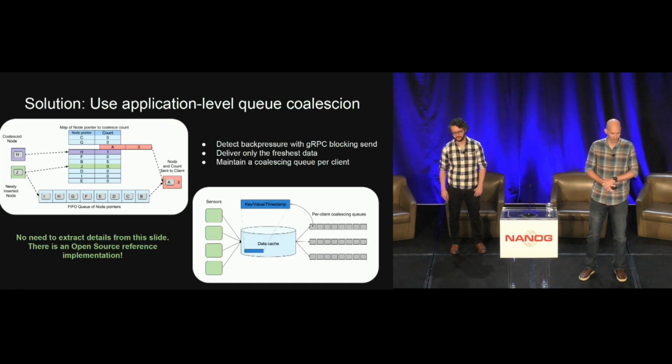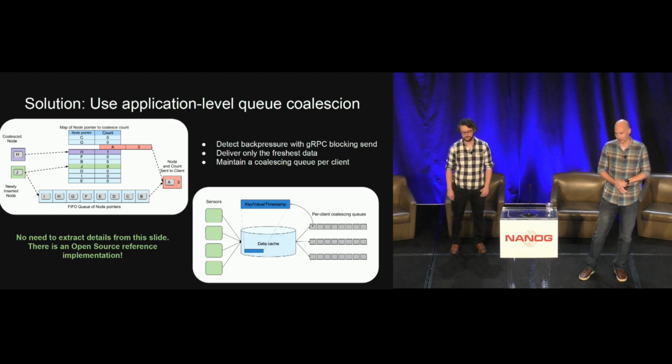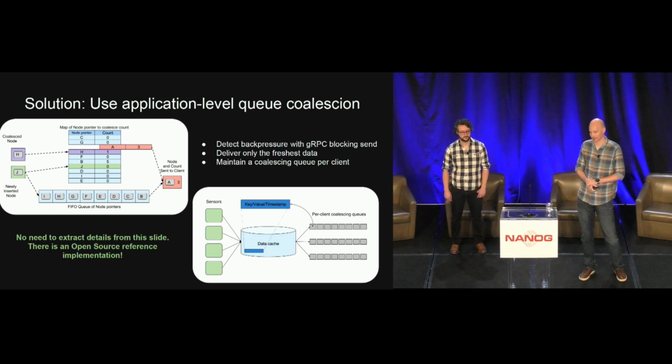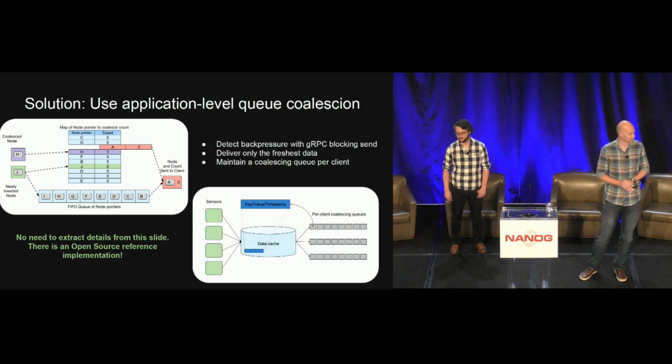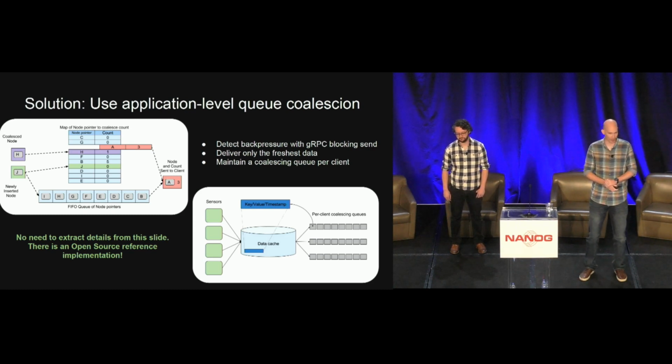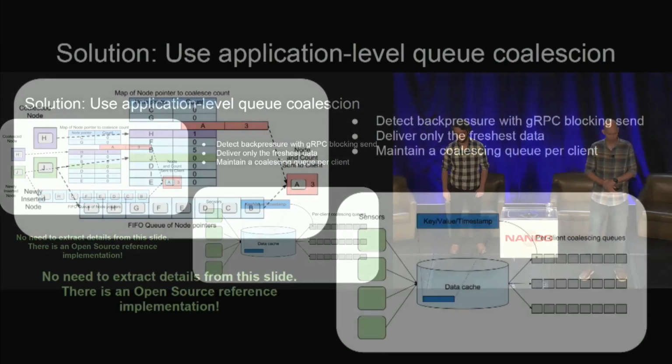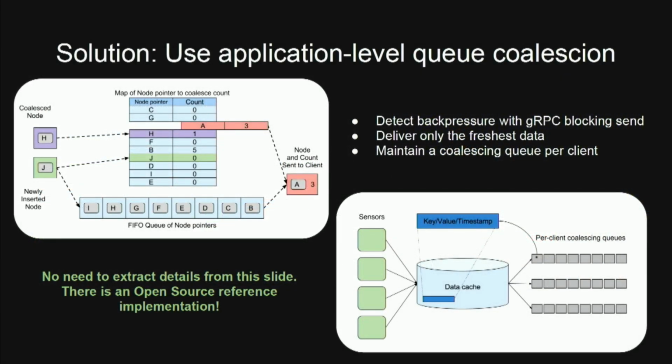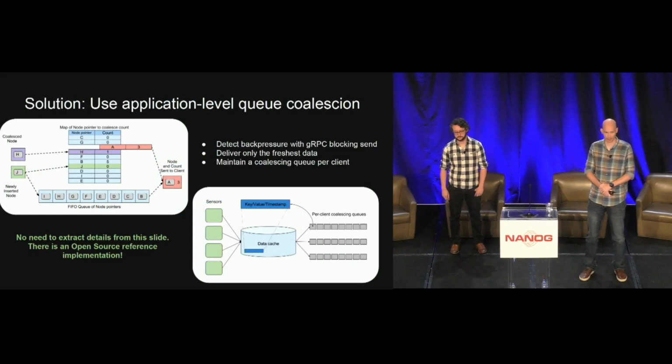with UDP. And so what we're proposing is to use an application level queue coalescence mechanism. And I realize that this slide is a little bit detailed. You don't have to take notes or snap a picture or anything. We have an open source implementation, which I'll be talking about in the next slide. But the key point is we detect the back pressure from the server side with blocking send and gRPC. And so at some point, you're not going to be able to queue up any more data. You're going to see a little bit more pressure on the send.